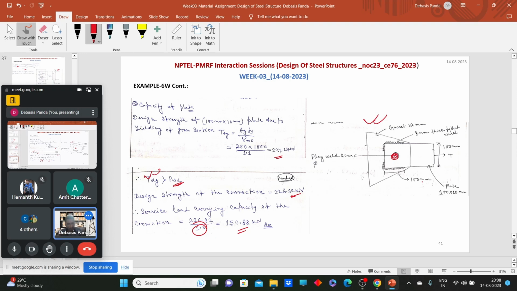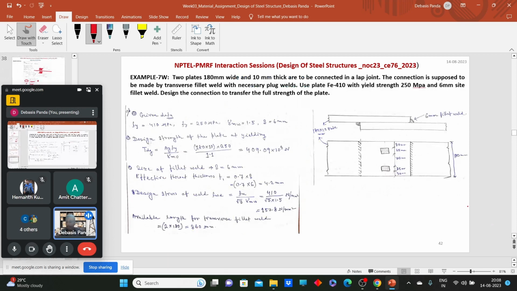Okay. Now let's quickly go through another example. Here you have to make a connection using transverse fillet weld and some slot welds. You need to provide some slots, or more precisely, some plug weld. Now read out the example. You have two plates of 180 mm width and 10 mm thick to be connected using a lap joint, and this joint is supposed to be made using transverse fillet welds and some combination of plug weld.